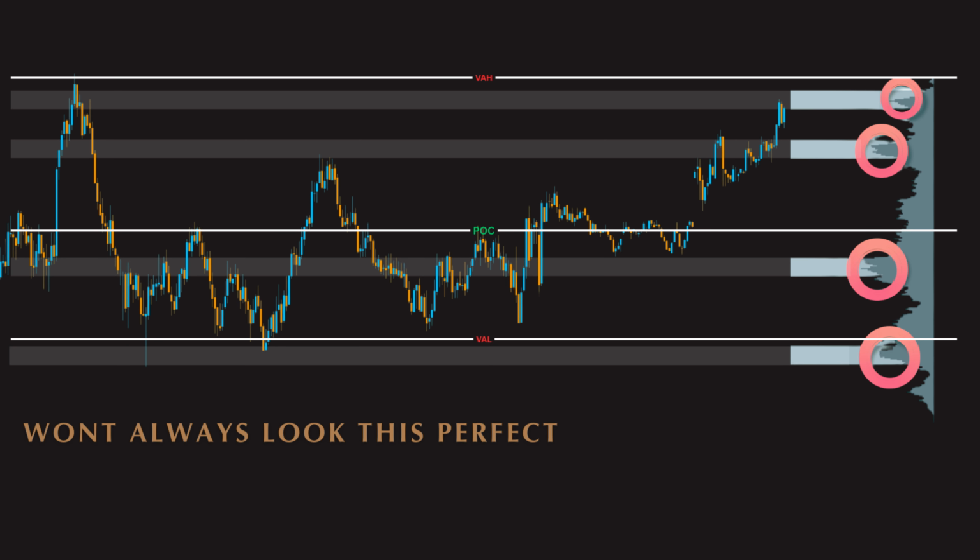The POC acts as your primary target because it's the magnet, the area of maximum volume where price naturally wants to return during balanced conditions. This fade the edges approach works beautifully in balance because you have defined boundaries and a high probability that price will revert to the center. You're not predicting the future, you're simply trading the established rhythm of the market. The market is telling you, I'm comfortable in this range, and you are profiting from the rotations within that range.